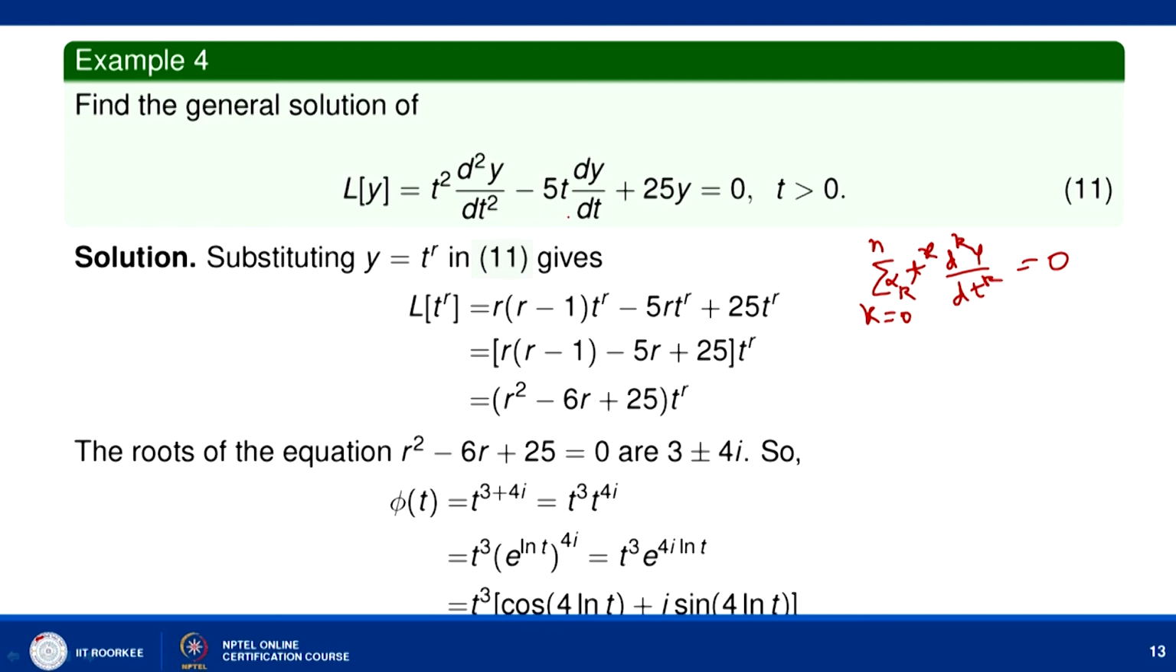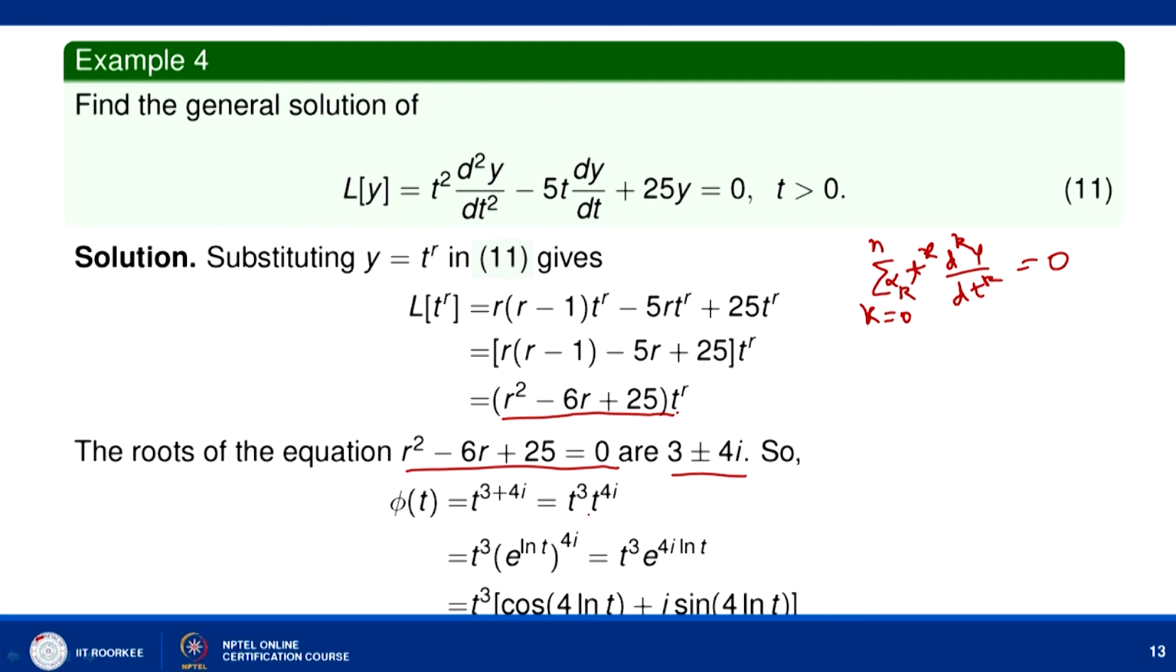So, let us take y equal to t to power r as a solution here, and when you put it in L, it is given as r square minus 6r plus 25 into t to power r. When we take the roots of this, we have r equal to 3 plus minus 4i. So, it means that phi t is given as t to power 3 plus 4i, and I can write this as t cube into t to power 4i, but t to power 4i is not defined in this current situation.